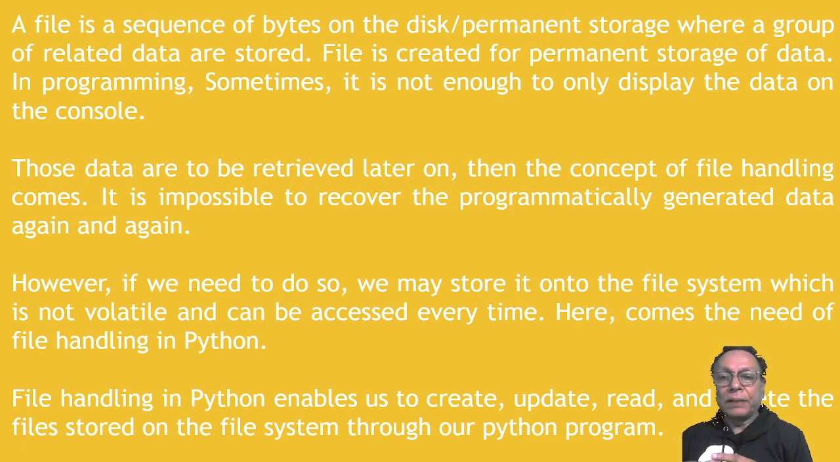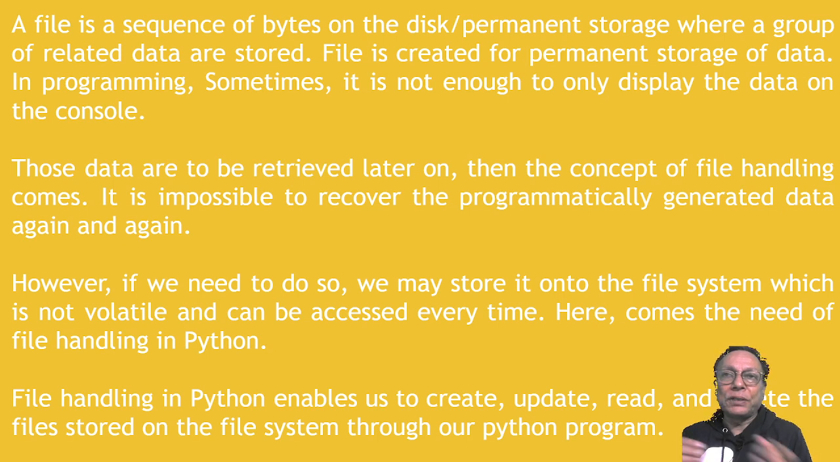In programming, sometimes it is not enough to only display the data on the console. If you are learning programming from scratch, usually you write the program, get the result, and forget it, and you do not save it. When you do not save the program onto the disk, it means the program was stored in random access memory, and random access memory is a volatile memory.